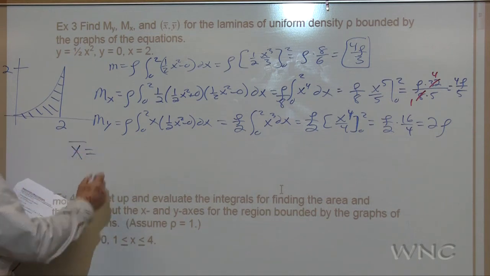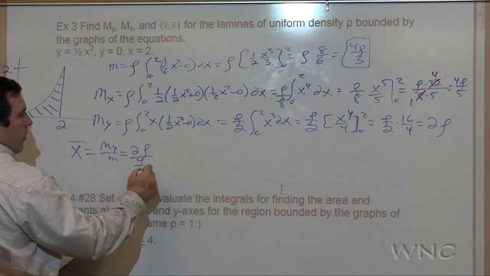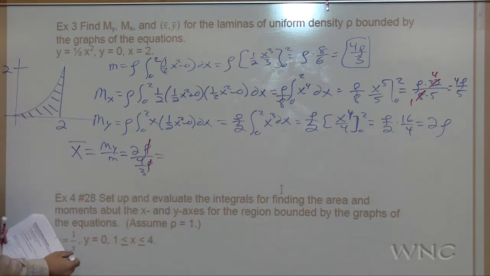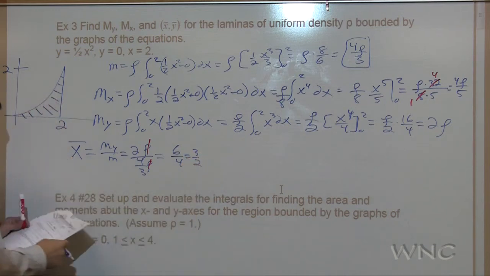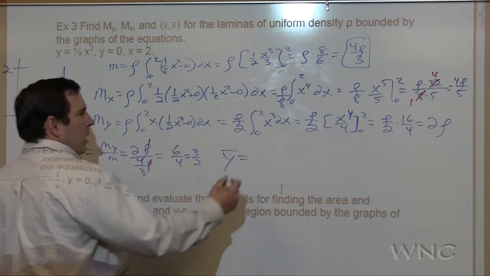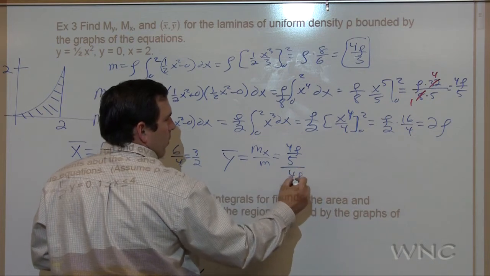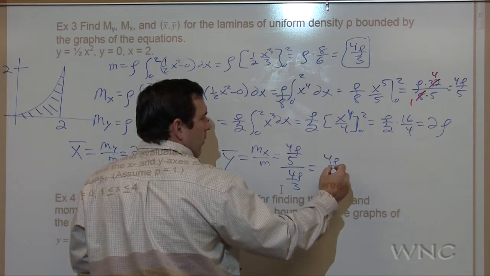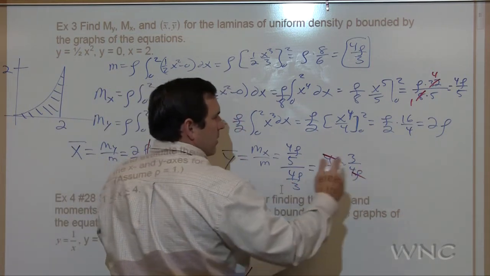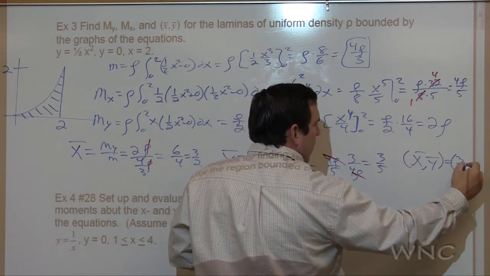So x bar is going to be My over m, which is going to be 2 rho over 4/3 rho. Like I said, the rhos cancel, and we end up with 6 over 4, which is 3/2. Y bar is going to be Mx over m, which is 4 rho over 5, divided by 4 rho over 3. That's going to be 4 rho over 5 times 3 over 4 rho, or 3/5. So x bar, y bar is 3/2, comma 3/5.